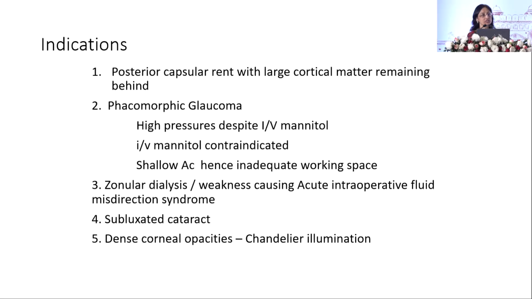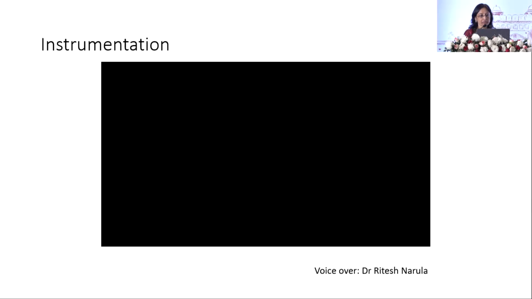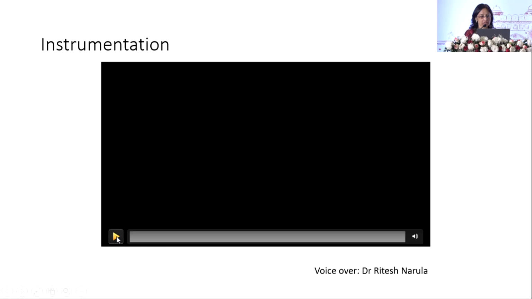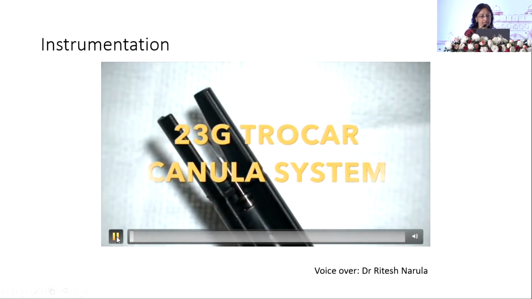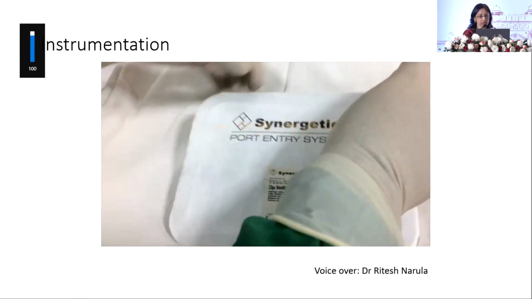And the surgery in such cases is challenging because of shallow AC and we get inadequate working space. In cases of zonular dialysis or weakness causing acute intraoperative fluid misdirection syndrome, subluxated cataract where the vitreous keeps on prolapsing through the area of zonular dialysis again and again. And additionally, in cases of dense corneal opacities where the conventional microscopic illumination is not sufficient. So I'll be showing some interesting cases, but before that, let's see the instrumentation that is required.